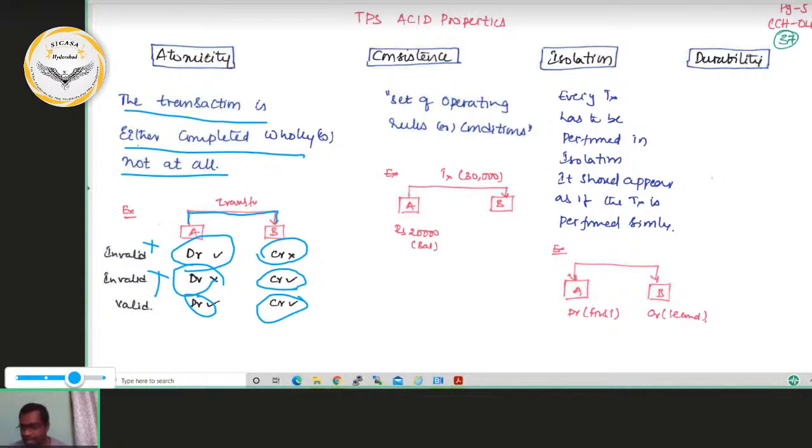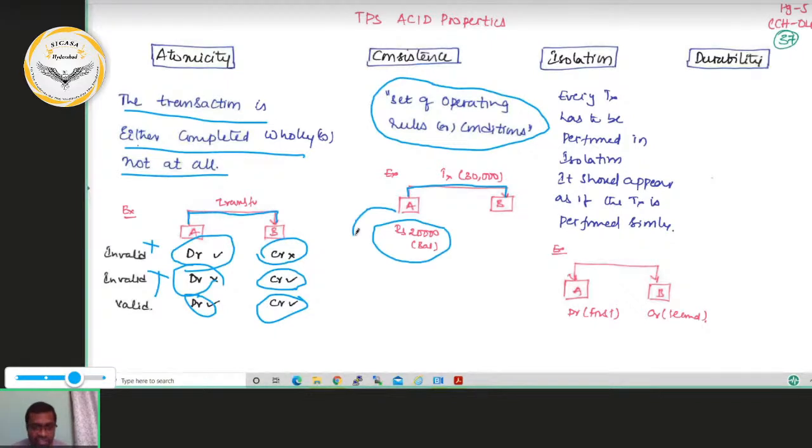After that, we have consistency. What do you mean by consistency? Every transaction has to follow certain rules or conditions. For example, if I want to transfer rupees 30,000 from account A to account B, however account A has a balance of 20,000, it should not transfer 30,000. Before it starts this transaction, it has to check whether account A has sufficient balance or not. That is called checking of a rule or operating rules. So this is called consistency.